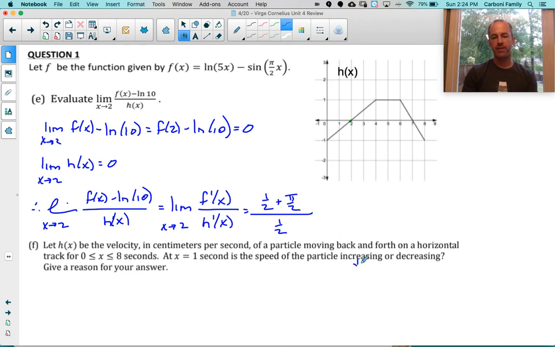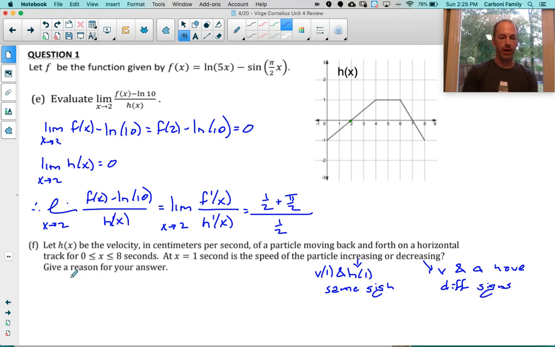If the speed is increasing, that means velocity and acceleration have the same sign, and decreasing means they have opposite signs. So I will need to evaluate the velocity at 1, h of 1. If they have the same sign, speed increases. And if velocity and acceleration have different signs, speed decreases.